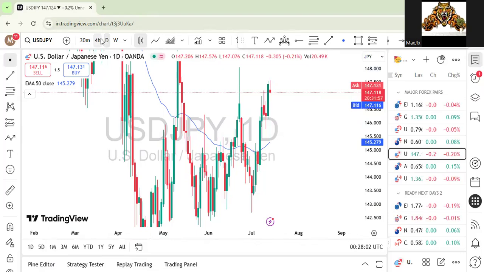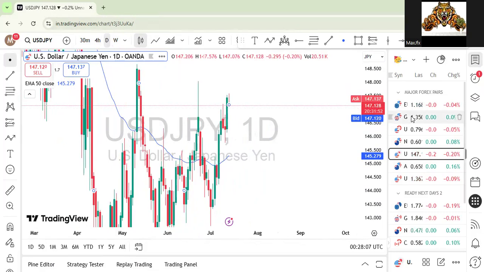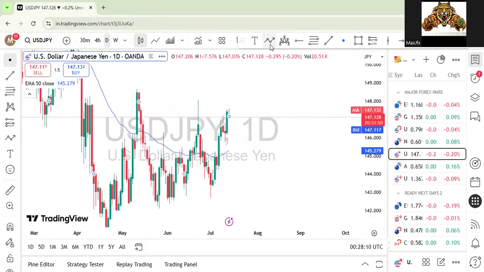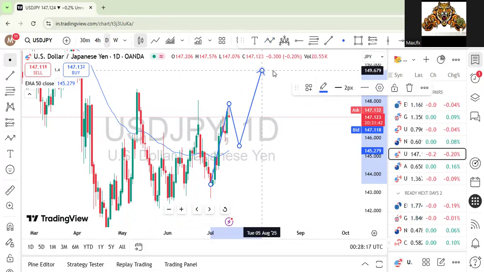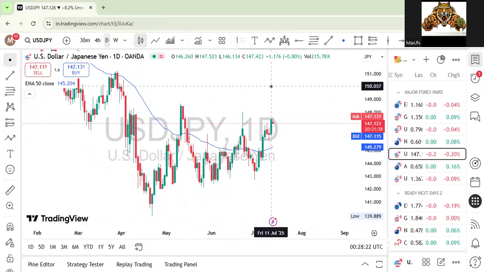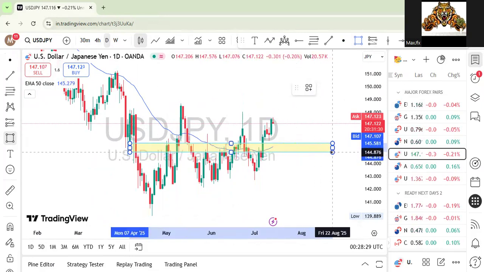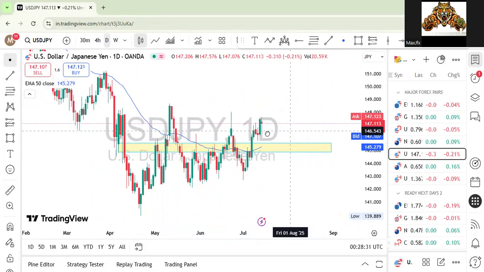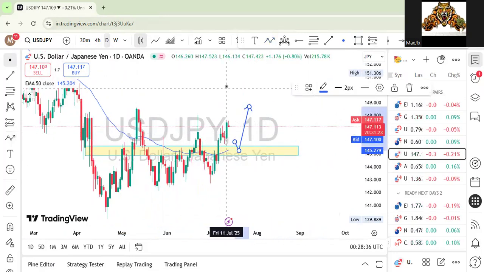So the next one is USDJPY. You can see that it has made a higher high right here, a very nice higher high. So we're expecting a higher low to continue moving up. So where are we expecting the higher low? I'll be expecting the higher low right at this zone right here. So I'm expecting a higher low right here before moving up.